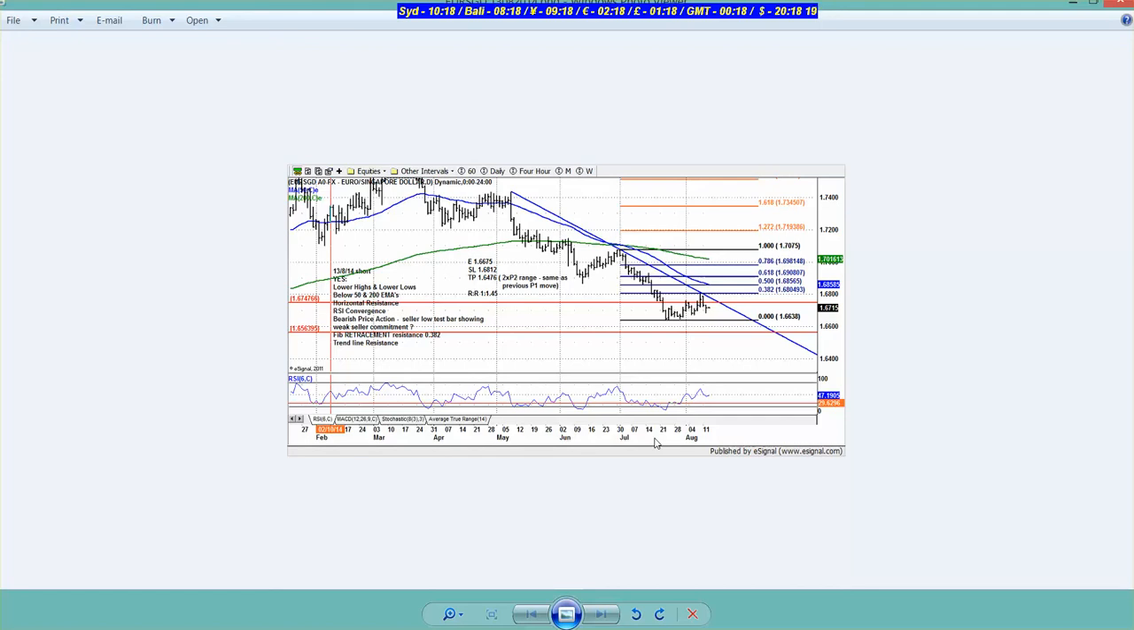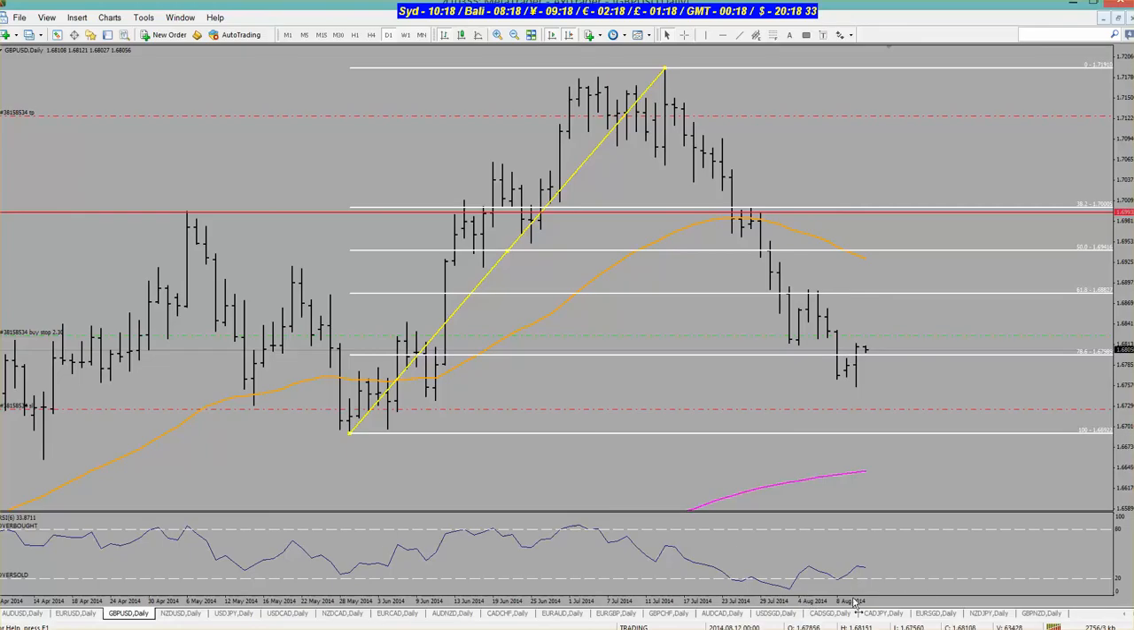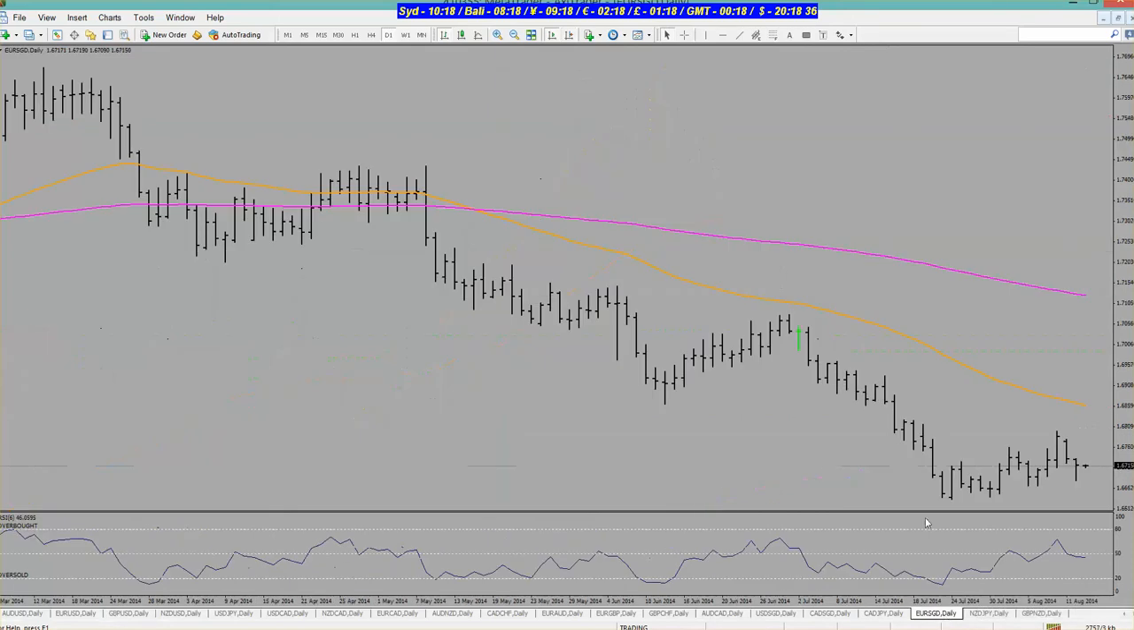Horizontal resistance. Have to check that out. I don't see any other sort of resistance there. Below the moving averages, yes. Okay. That's all good. The only thing I'd like to check is the horizontal resistance.